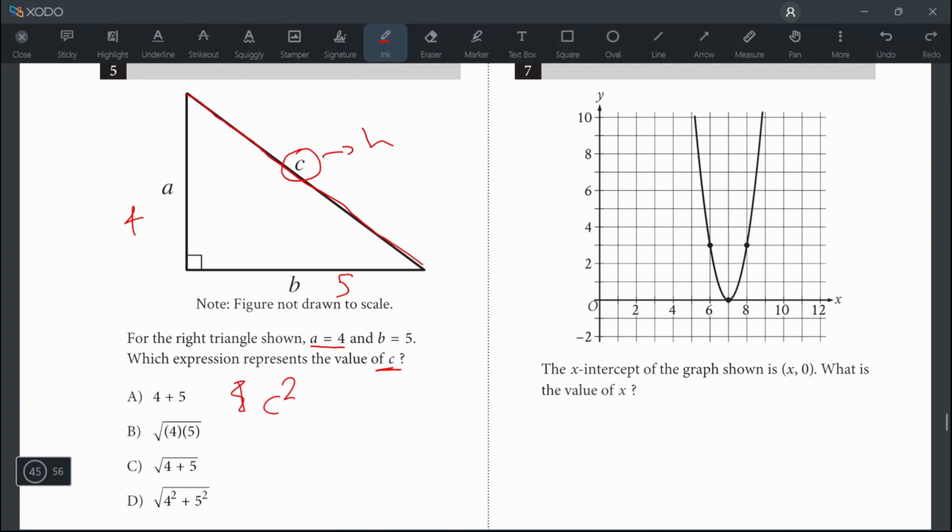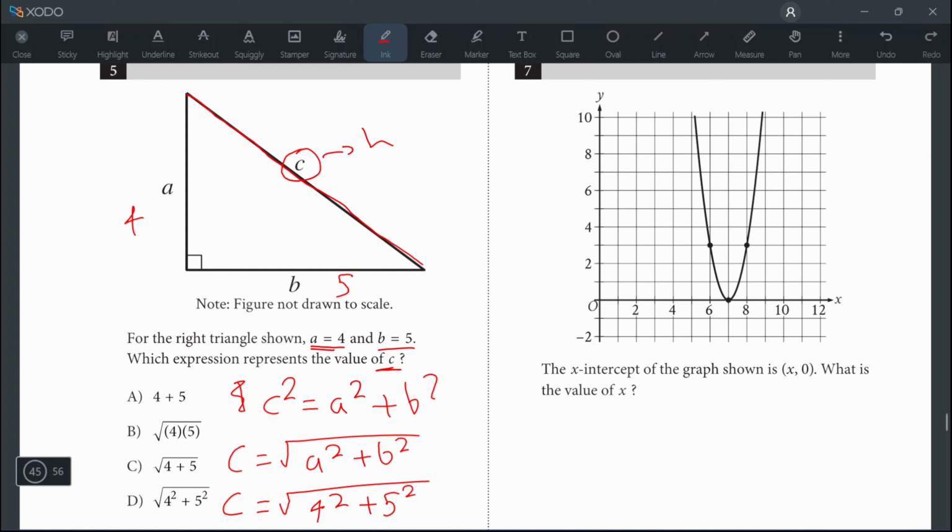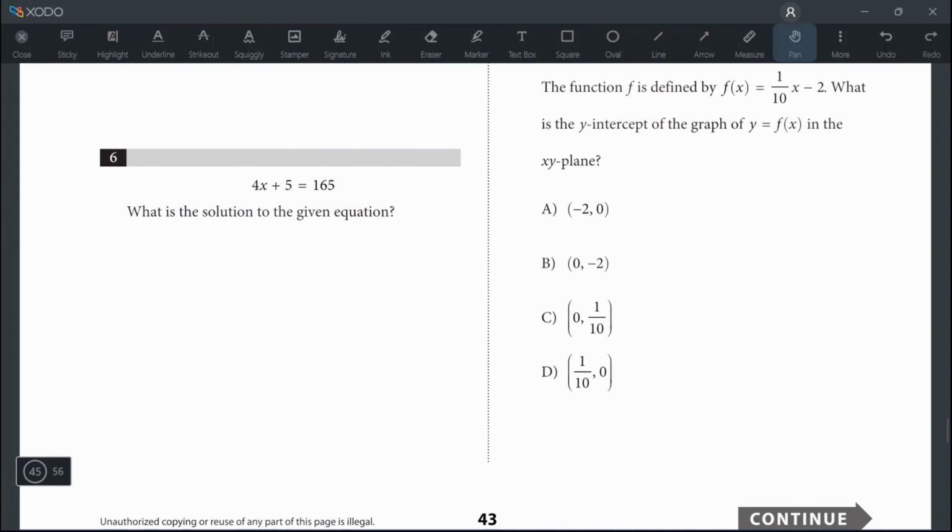c to the power of 2 equal to a to the power of 2 plus b to the power of 2. Now, solving for c, we will have c is equal to the square root of a to the power of 2 plus b to the power of 2. So all we're going to do next is plug in the values of a and b into the function. So we'll have c equal to root of 4 to the power of 2 plus 5 to the power of 2. You don't have to complete calculating because the answer is right in front of us, which is choice D. This is a triangle's Pythagorean theorem question. Now, what about question number 6?